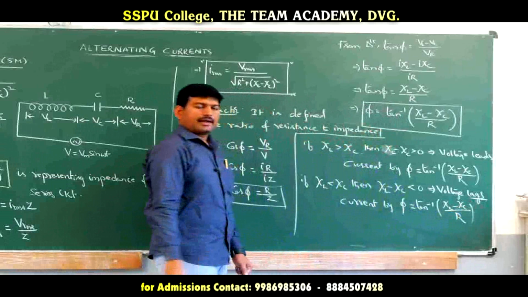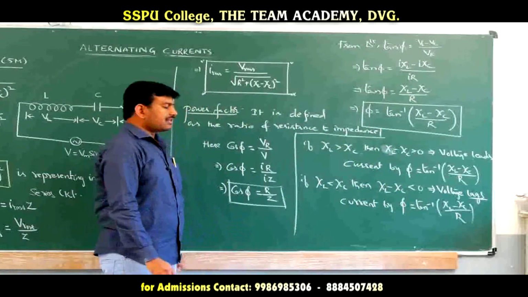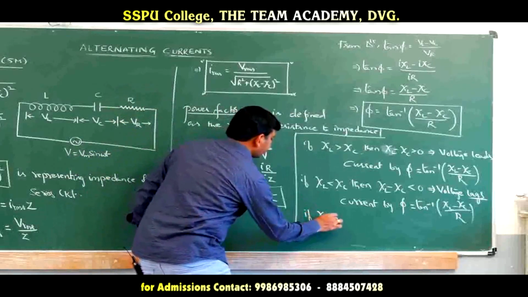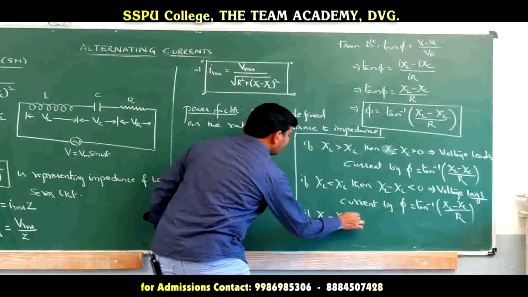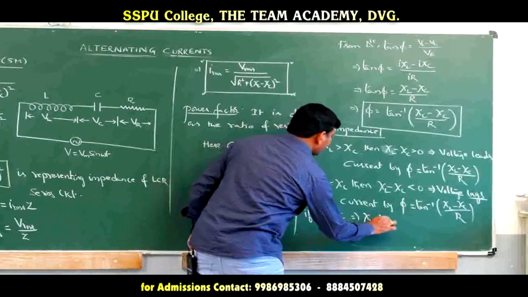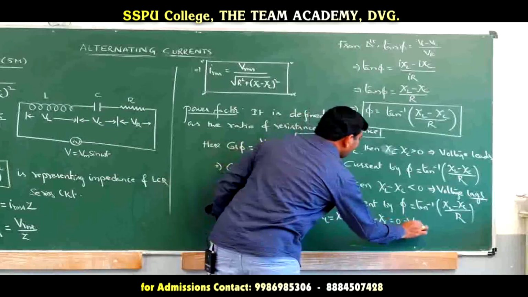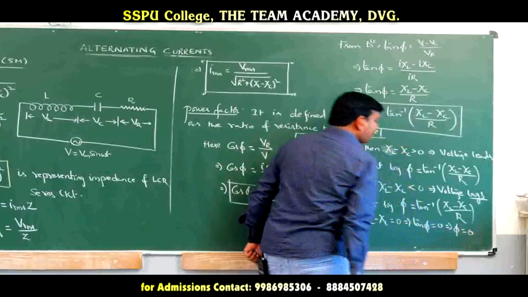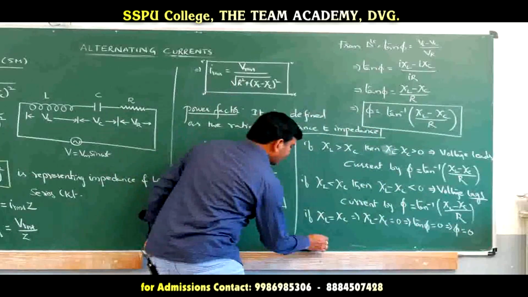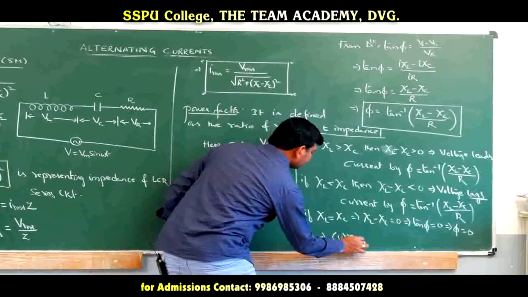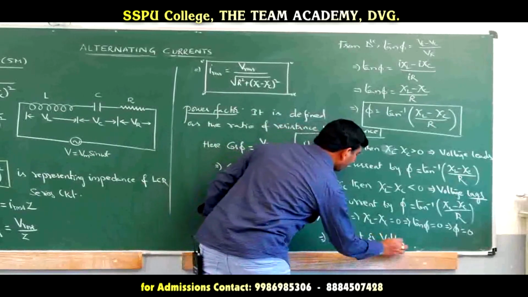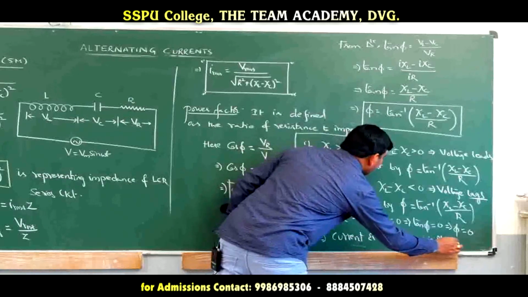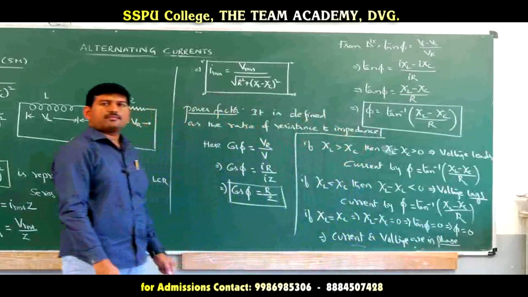Is it clear? And finally, the most important case, that is whenever chi L is equal to chi C. If chi L is equal to chi C, this implies chi L minus chi C is equal to 0, which implies tan phi is equal to 0, which implies phi is equal to 0, which implies current and voltage are in phase. Neither current leads nor voltage leads. Both of them are in phase.